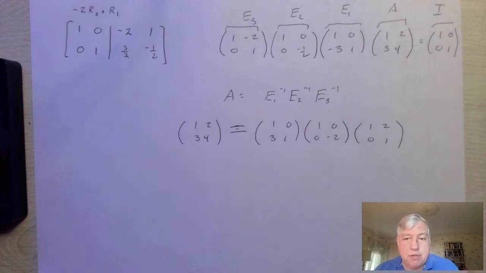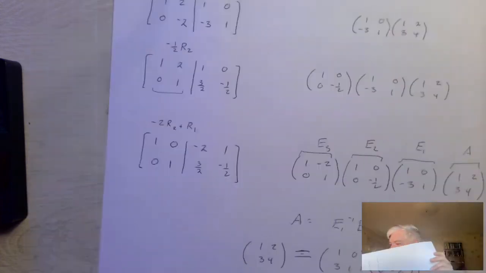Now, will you have to do this on a test? Probably not. Okay, on homework maybe once. But the important thing is that you get the principle that every invertible matrix is a product of elementary matrices, because every invertible matrix can be reduced to the identity by a series of elementary row operations. That's all we're saying here.